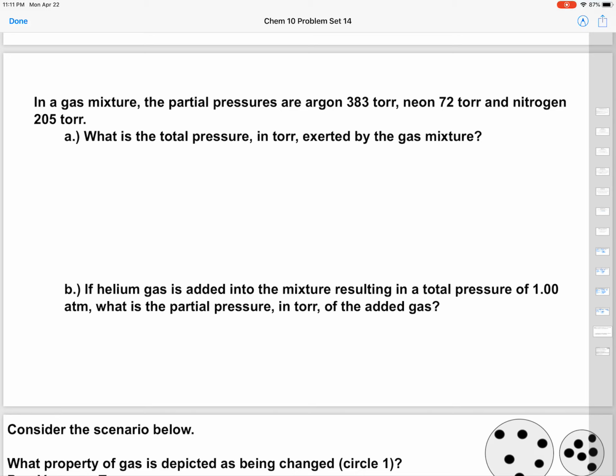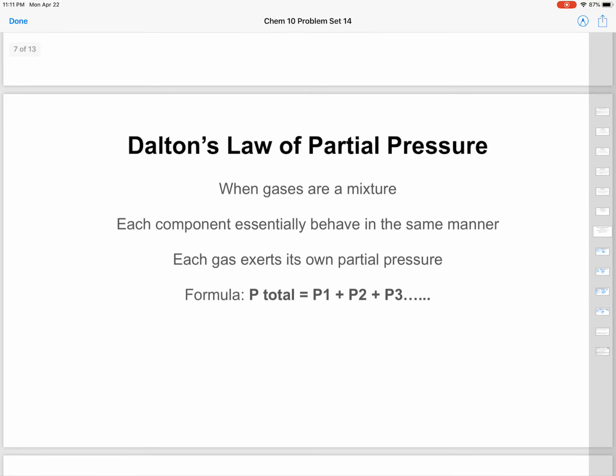So if you go back to your laws for this one, you have Dalton's law of partial pressures, which basically says that when gases are in a mixture and each component behaves in the same manner, your formula is going to be P total. It's basically the sum of all your partial pressures. So P total is equal to P1, P2, P3, and so on, all added together.